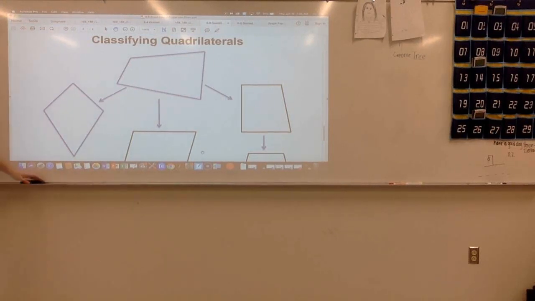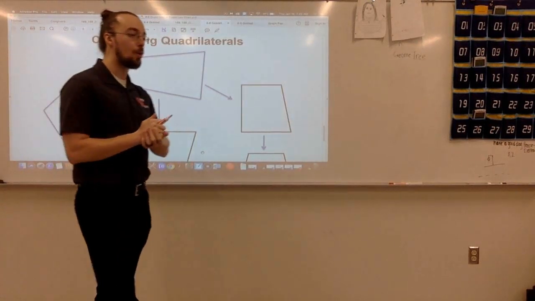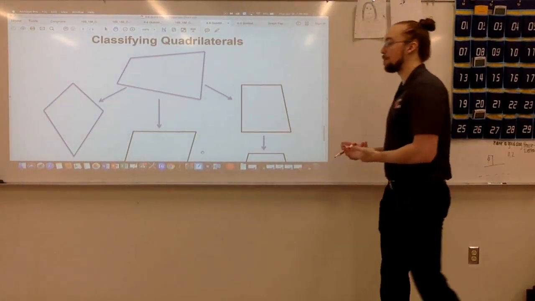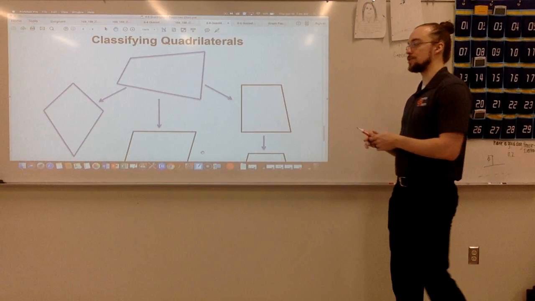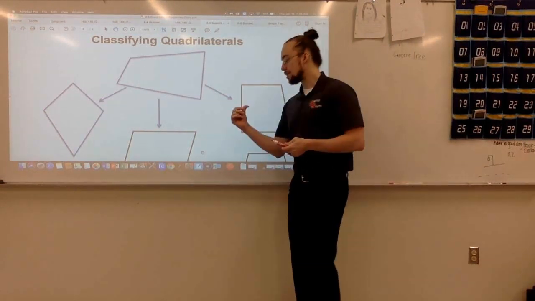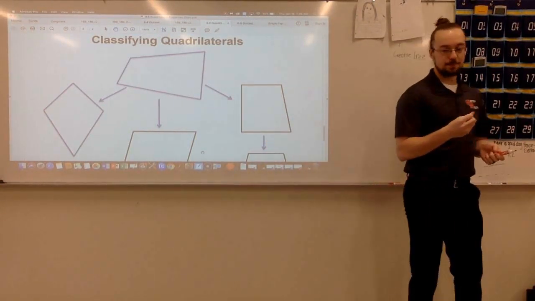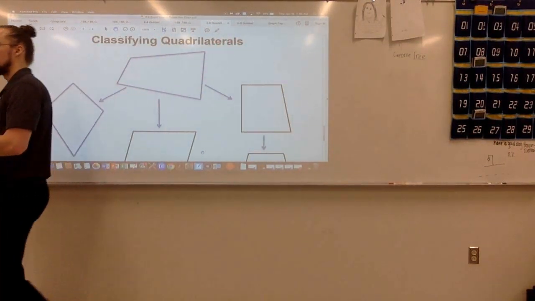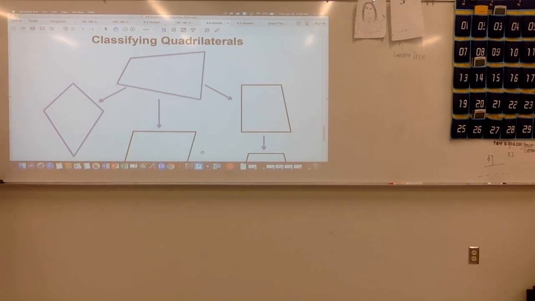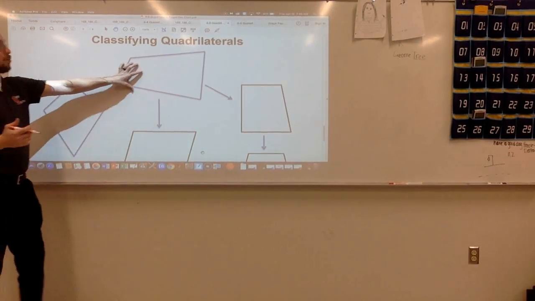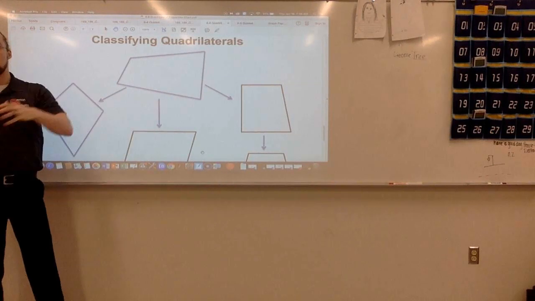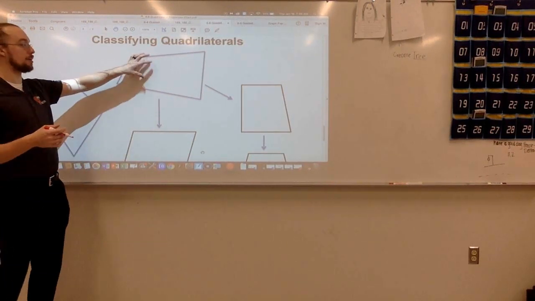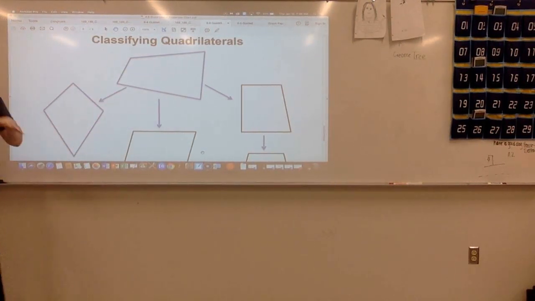Alright, before we finish the notes from yesterday, let's start organizing all of these properties that we've been talking about. The way this little flow chart is set up, every figure beneath the figure above it shares those same properties. We're going to start with just a general quadrilateral, write down its properties, and then everything with an arrow pointing to it beneath it shares those properties.